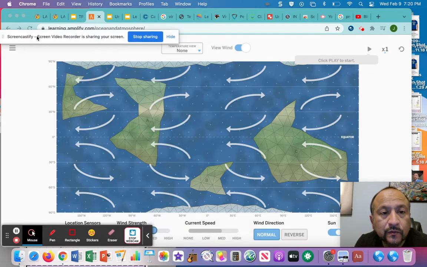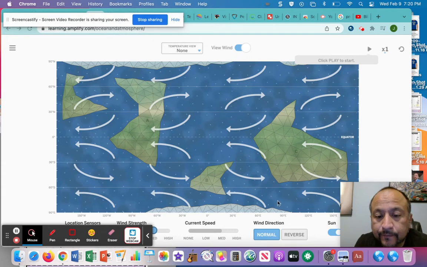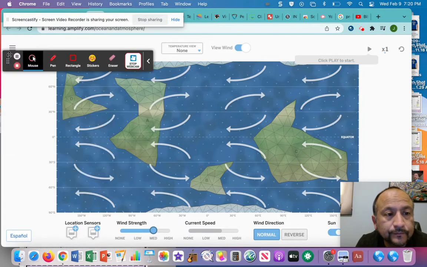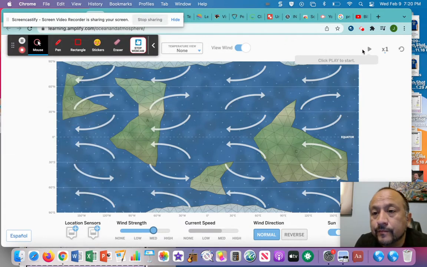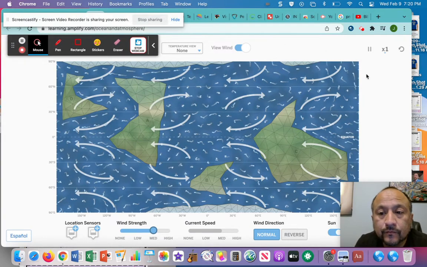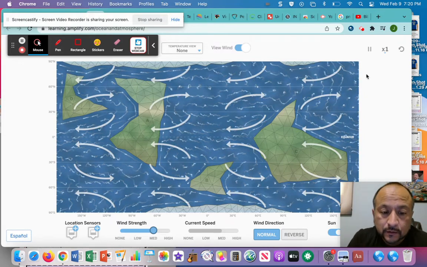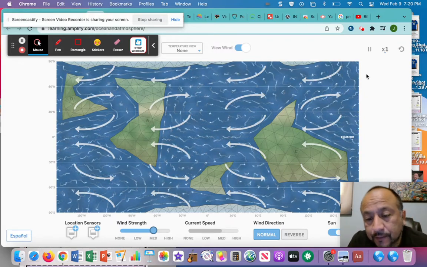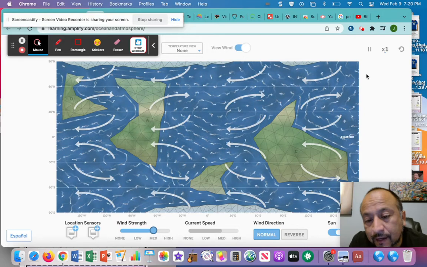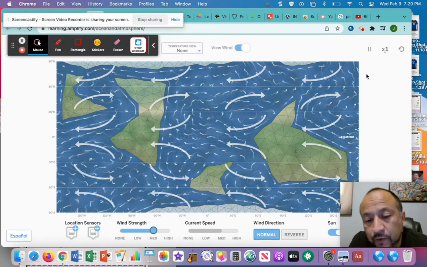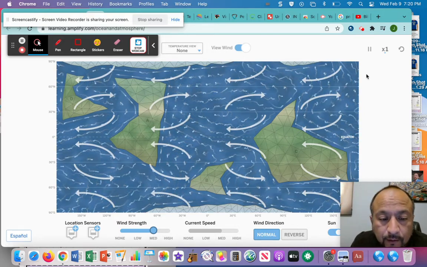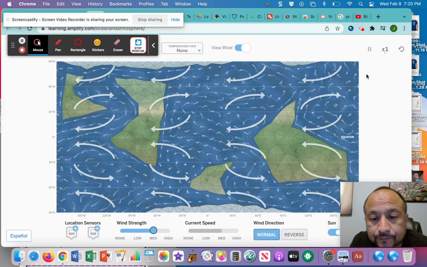See if I can move this. Yes, I can. Great. So let's press that play button. The wind strength is medium. The sun is out. The direction of the wind is normal. And the current speeds are about medium.